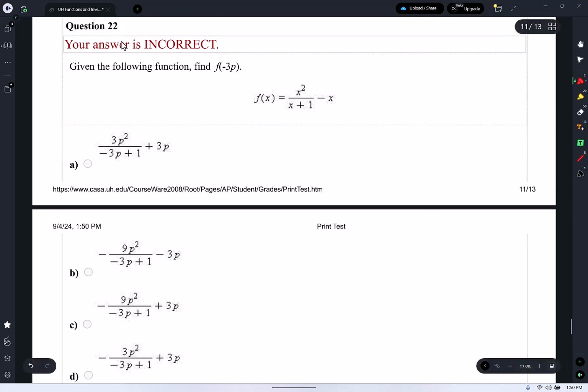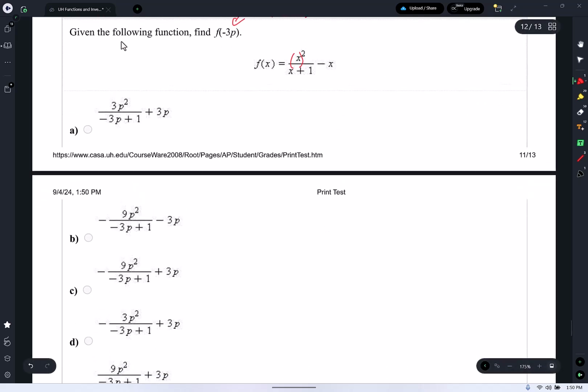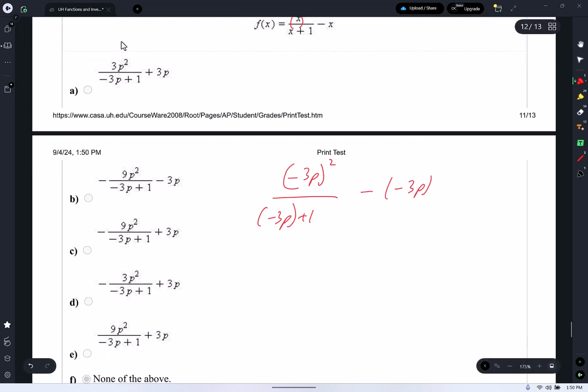Okay, whatever. All right, direct substitution, guys. Direct sub. That's all you're doing. Wherever there's an x, plug in negative 3p. So you're going to go, I have a lot more room down here, so I'm going to go down here. Negative 3p squared, put that in parentheses, negative 3p plus 1 minus a negative 3p. All right, negative 3p times negative 3p, that is 9p squared.